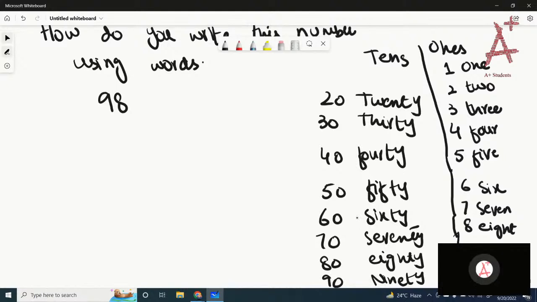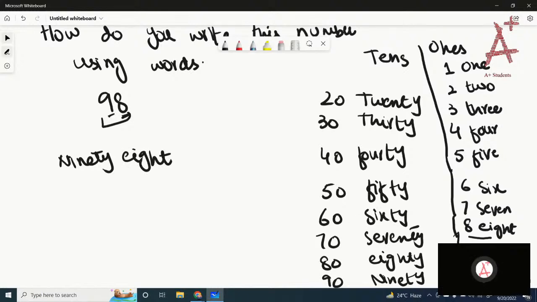Okay, so just look at this number. This is 98. So first you have to write the tens part. The tens part is 90. So here you have 90. So write the 90 from here, and then for 98, 8 is from the ones digit. So here you have 8. So this way you can write the number using this table.